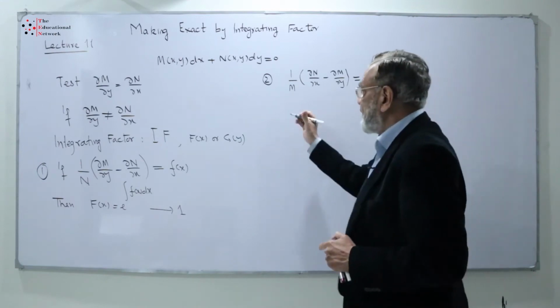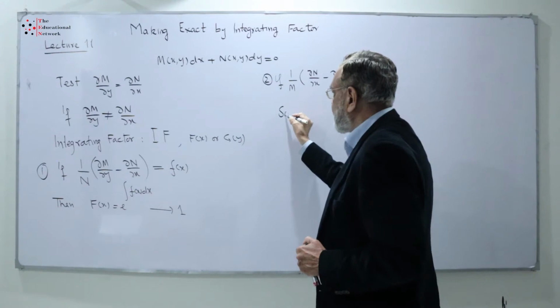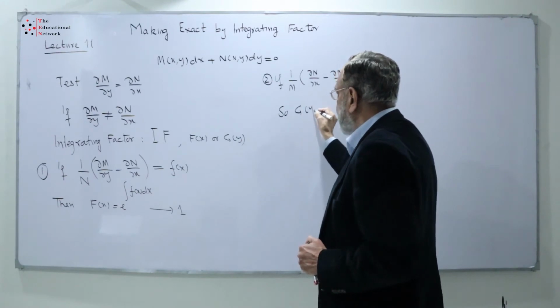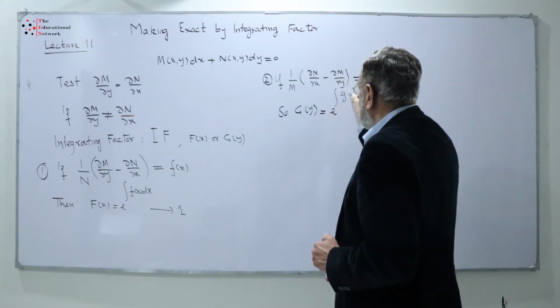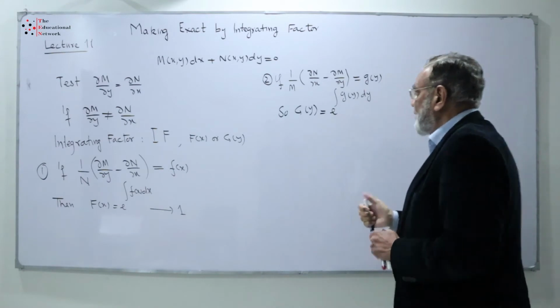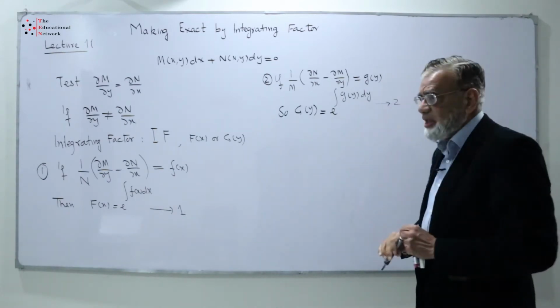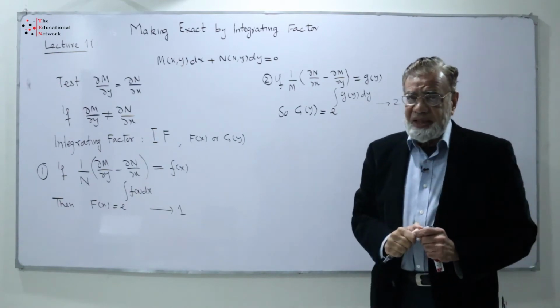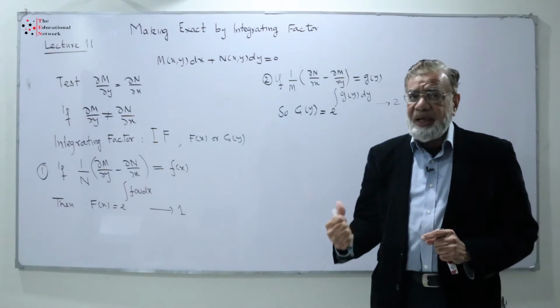Now here I find my integrating factor. If this is so, then I can write my integrating factor mu as e to the power integral g of y dy. So this is how we can find it. This is my equation 2. So if I am given an equation, I have the integrating factor, I can apply that integrating factor, make the equation exact, and we can solve it. I'll give you an example for this purpose.